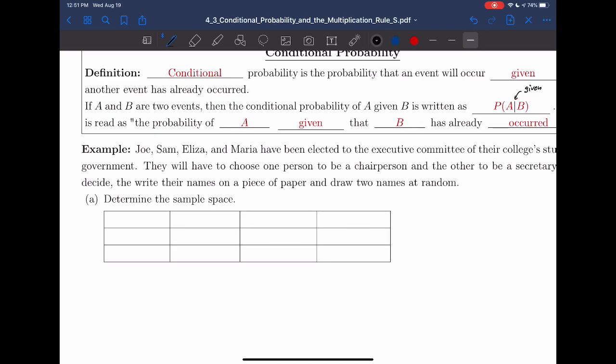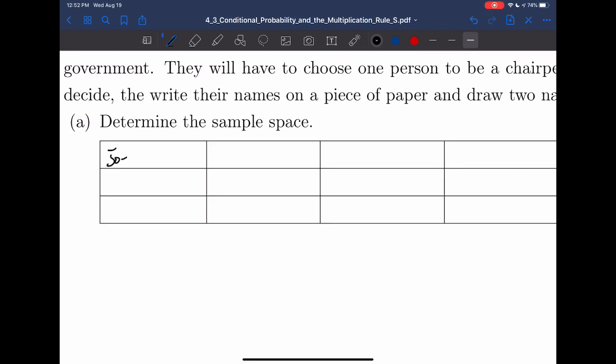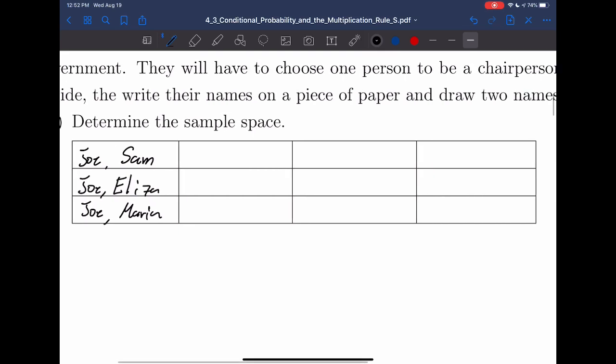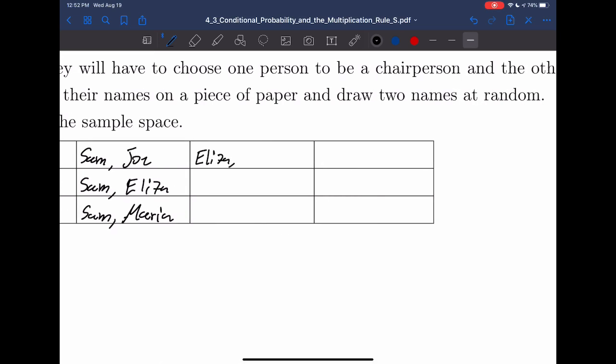So our goal is to determine our sample space, or all possible outcomes. We're going to think about this logically. What if Joe was picked first as chairperson and then Sam was picked second as secretary? Also, let's say Joe was chairperson and then Alyssa was secretary, or Joe could be chairperson and Maria could be secretary. What if Sam was chosen first? Then the possible outcomes would be Joe would be secretary, or Alyssa would be secretary, or Maria might be secretary. And you kind of do this pattern for the rest of them.